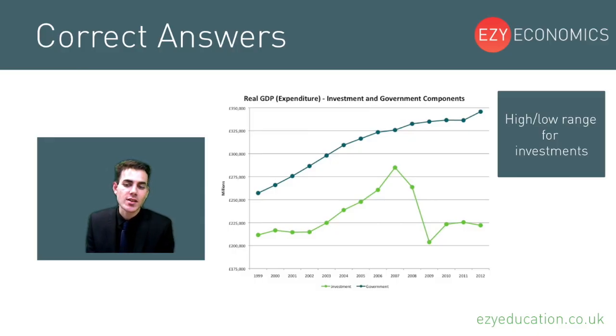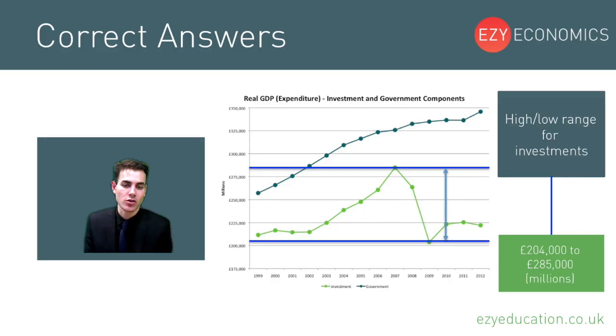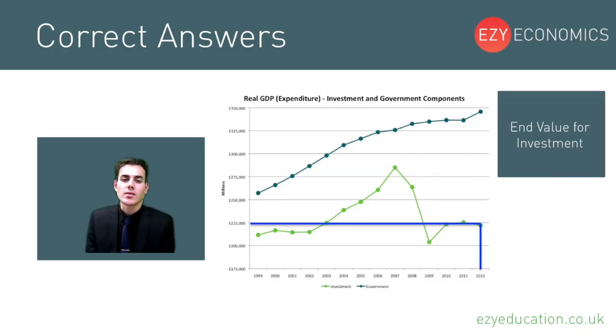Next statement was the high and low range for investment. So we do exactly the same approach. We take the lowest value for investment, which took place in 2009. The highest value for investment, its peak, took place in 2007. And then we just want to work out the range between the two by reading off the values during those periods. And that's £204,000 million to £285,000 million.